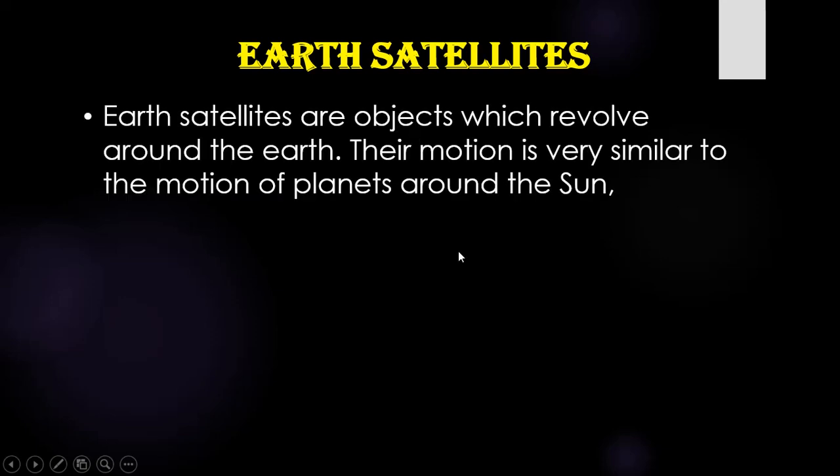Dear students, I continue my gravitation topic. So today I am explaining about Earth satellites. Earth satellite means they are the objects revolving around the Earth. So their motion is similar to the motion of planets around the Sun.